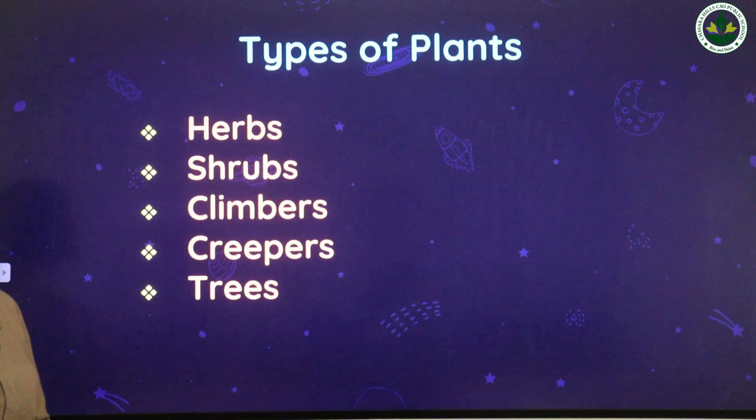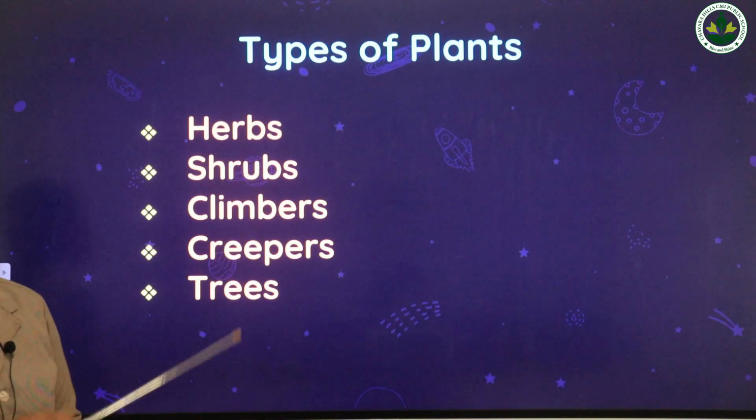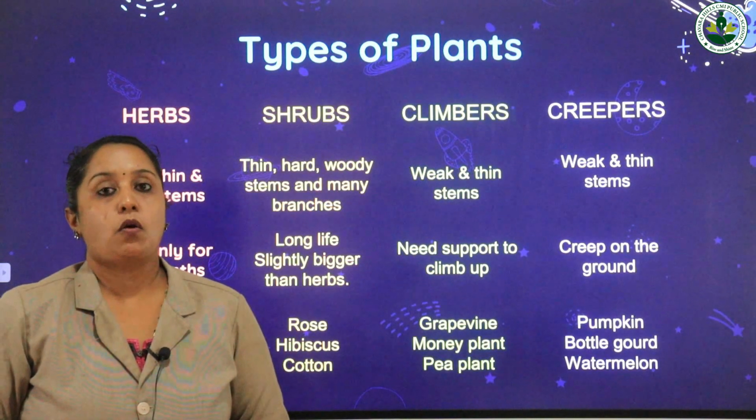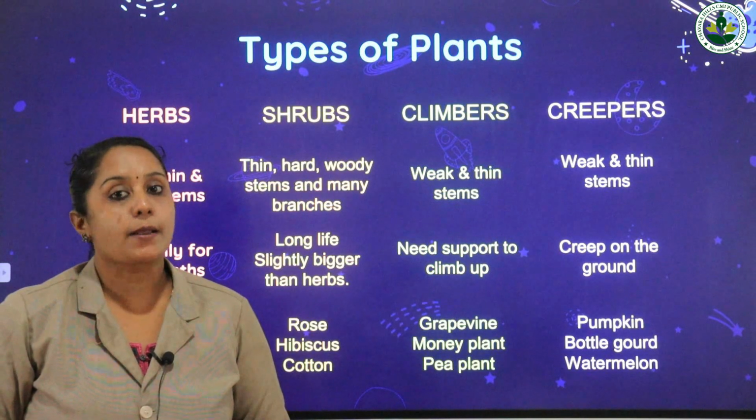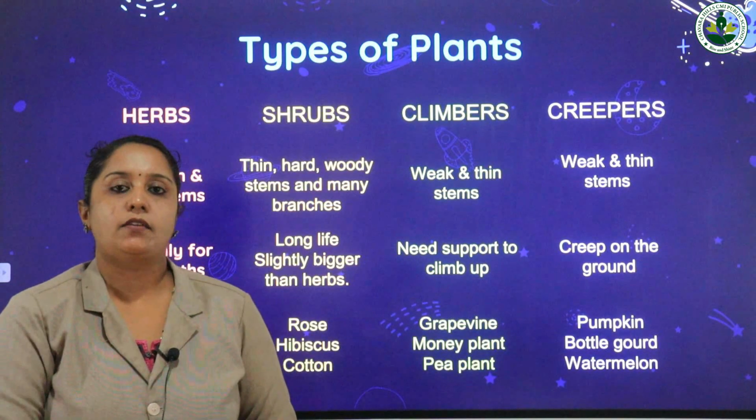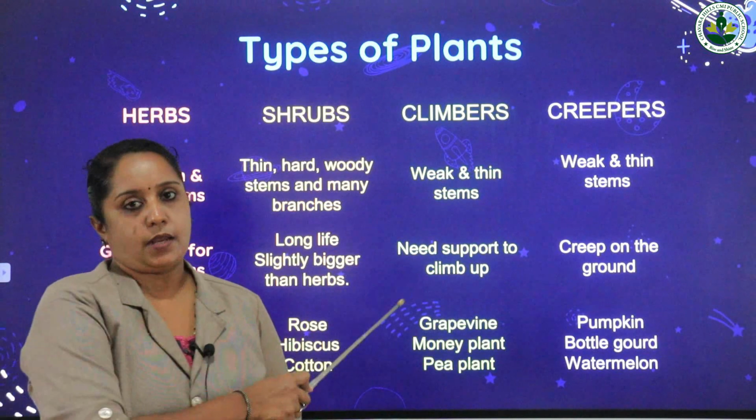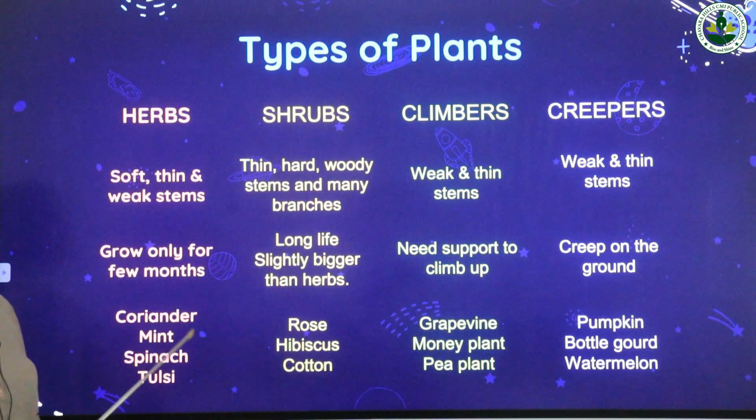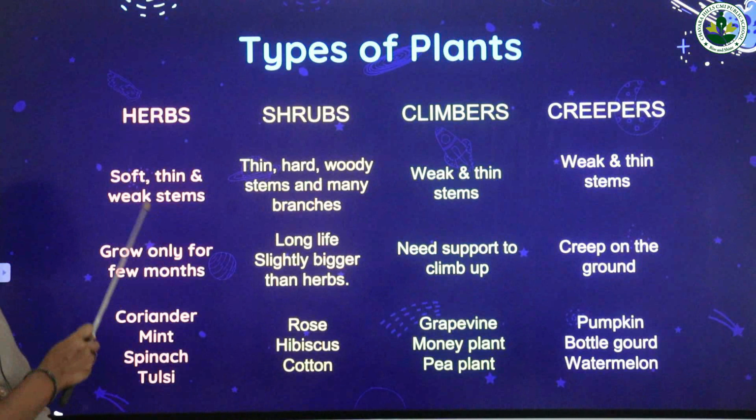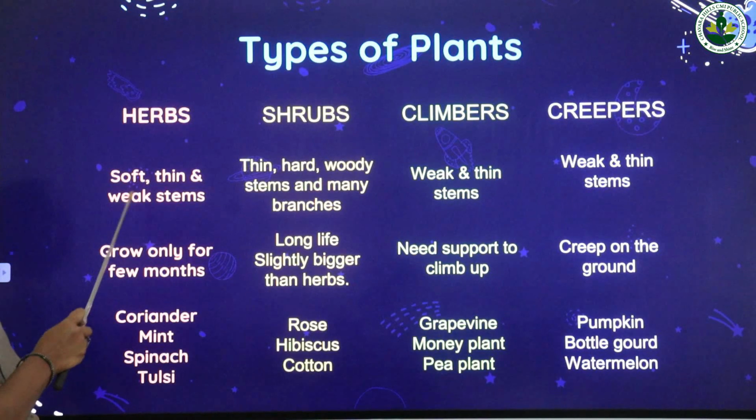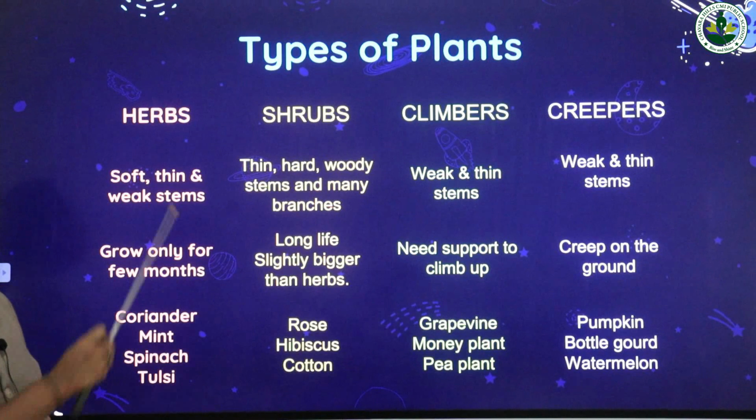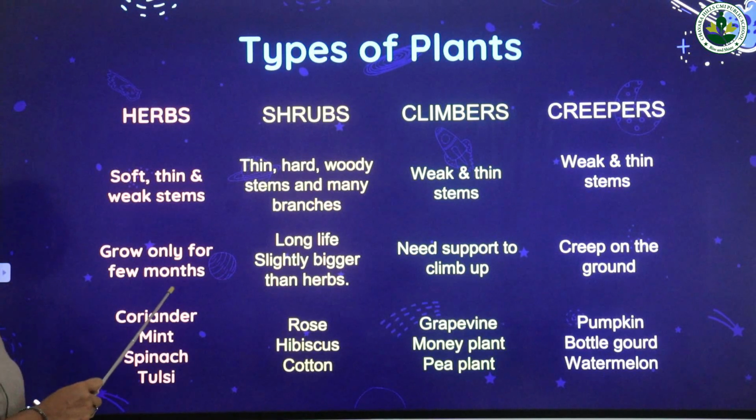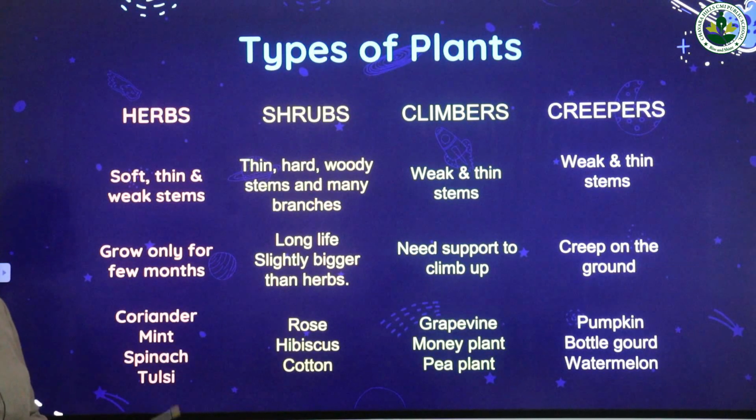Now let us see what are the differences between these different types of plants. So I told you that the plants are classified into different types based on which part of the plant? Based on the stem of the plant. So we can see the differences in the stem among these types of plants. So have a look on the slide. The first one is herbs. The stem of the herbs is soft, thin and weak, and they grow only for a few months.